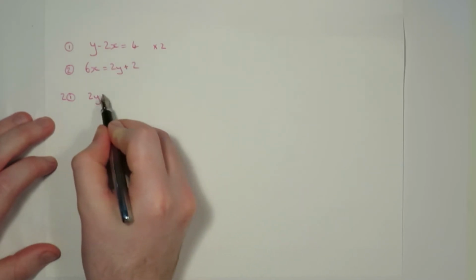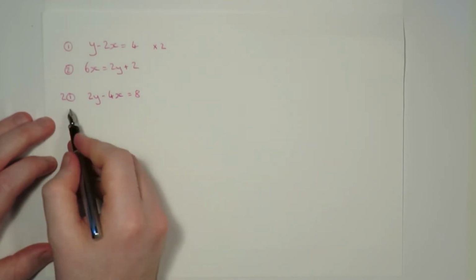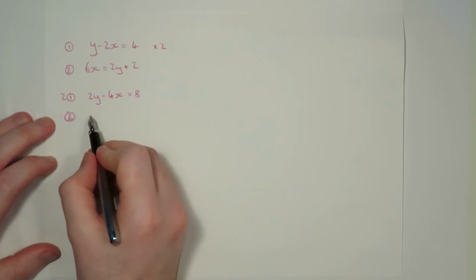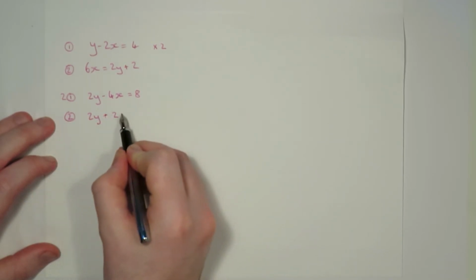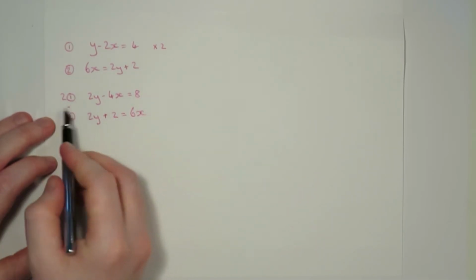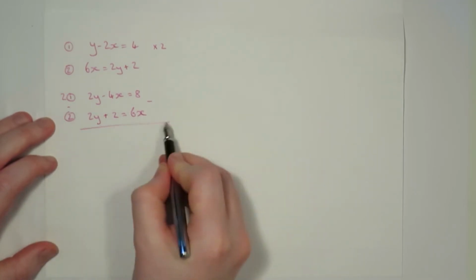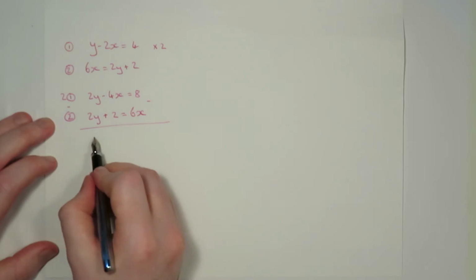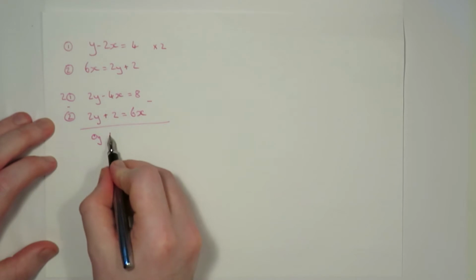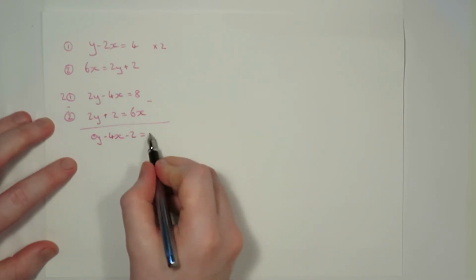That would be 2y minus 4x equals 8. And then, so that would be 2 lots of equation 1. Equation 2 would still be 2y plus 2 equals 6x. And then what you can do then is you can subtract these. You can say, okay, well, I'm going to do 2 lots of equation 1, subtract equation 2. 2y subtract 2y is 0 lots of y. Minus 4x minus 2. 8 subtract 6x.